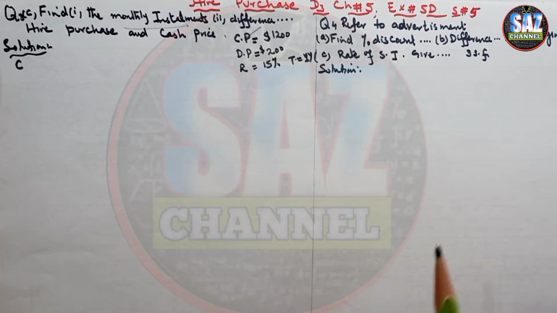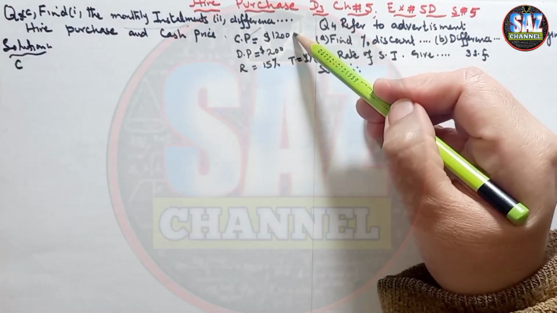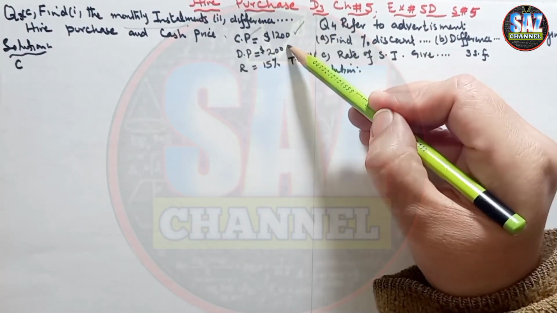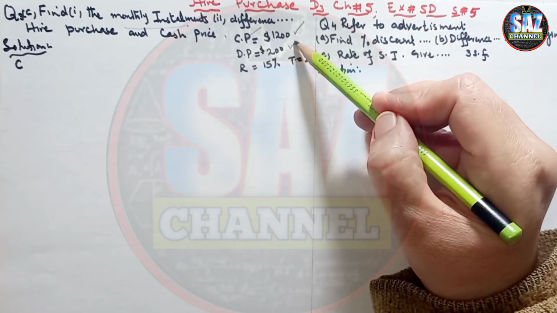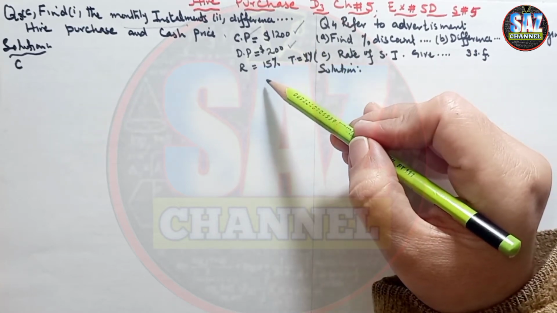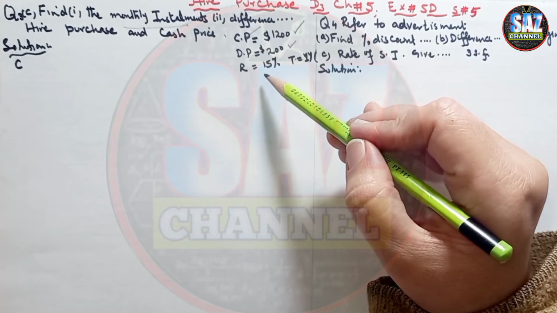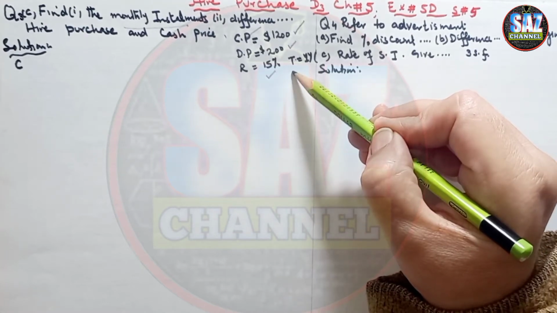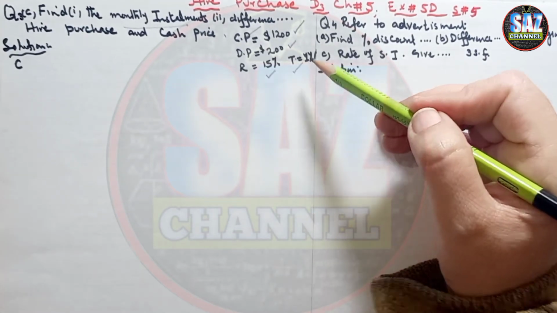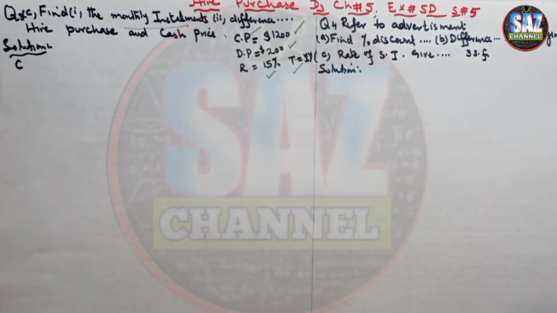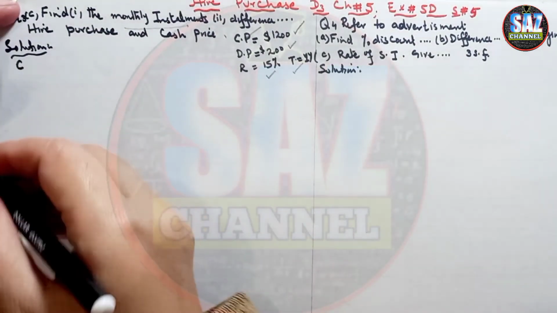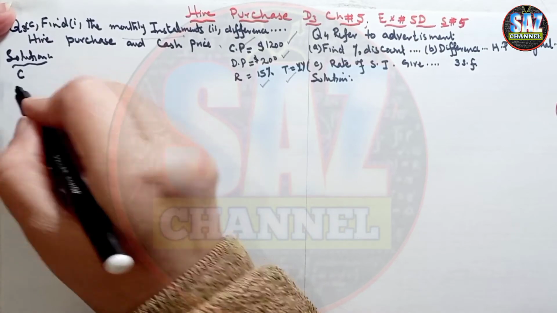And in C part, the cash price is $1,200. Deposit or down payment is $200, and the remaining amount we have to pay with simple interest rate 15%, and time is 1 year in which we have to return that amount. Okay, let's move to the solution of the question. And the cash price is 1,200.